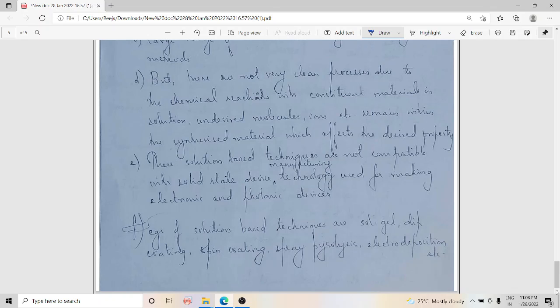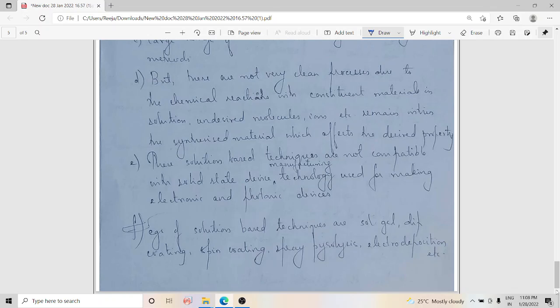So many undesirable molecules and ions may also get together with the synthesized material, which will affect its properties. Also, solution-based techniques are not compatible with our solid-state device manufacturing technology. So these are the disadvantages of solution-based non-lithographic synthesis techniques. The examples are sol-gel technique, electrodeposition, spin coating, spray pyrolysis, dip coating, etc.